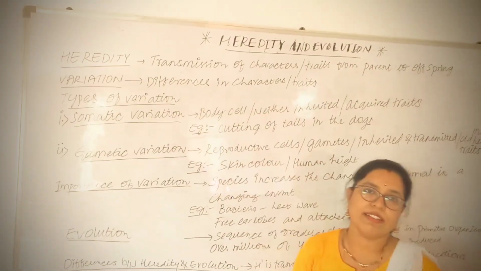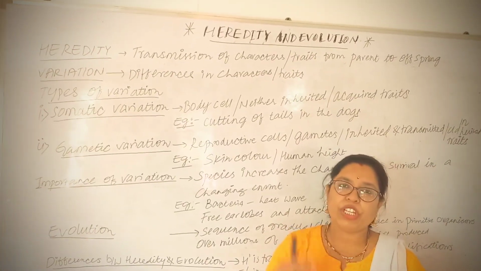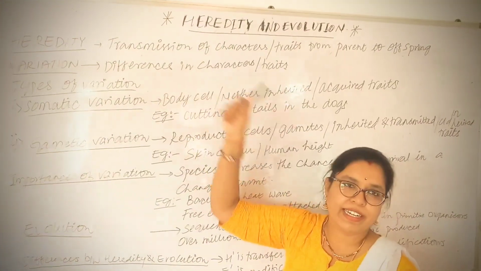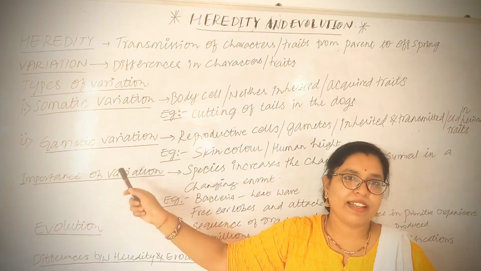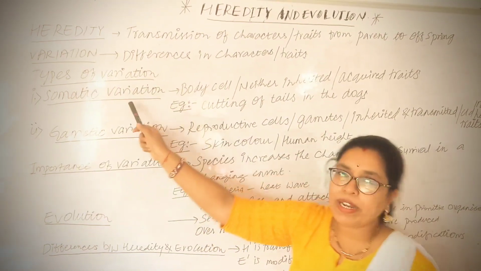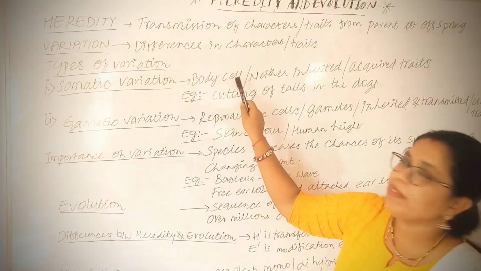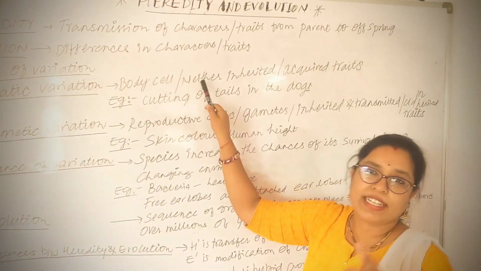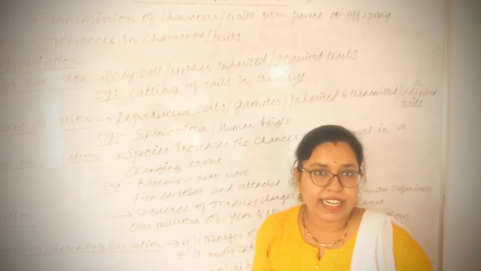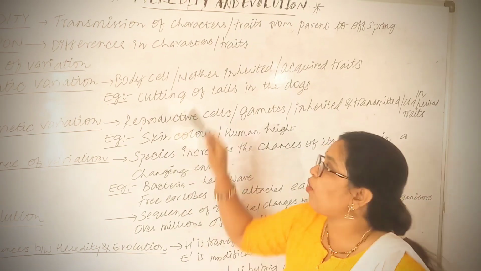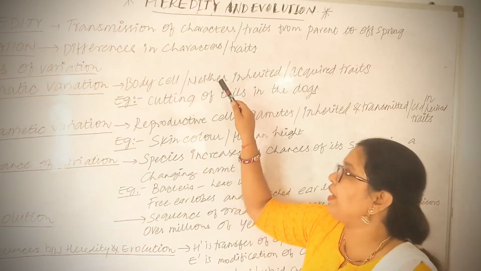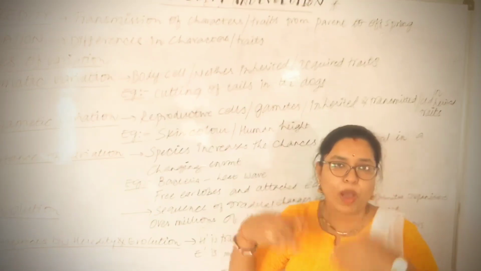Types of variations. How many types of variations? We notice two types of variations in heredity. One is somatic, another is vegetative variation. What is somatic? The word somatic refers to vegetative cells, that is nothing but body cells. That is not inherited. That is not brought from generation to generation. That is completely an acquired character.